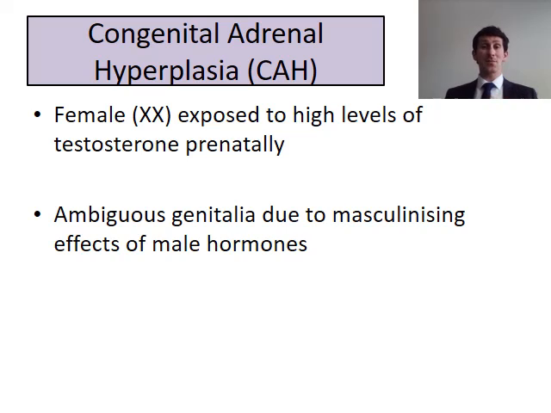Because they have these masculinized effects of that male hormone. So it's genetically XX females in the womb, but they experience high levels of testosterone. And that testosterone causes them to develop ambiguous genitalia.